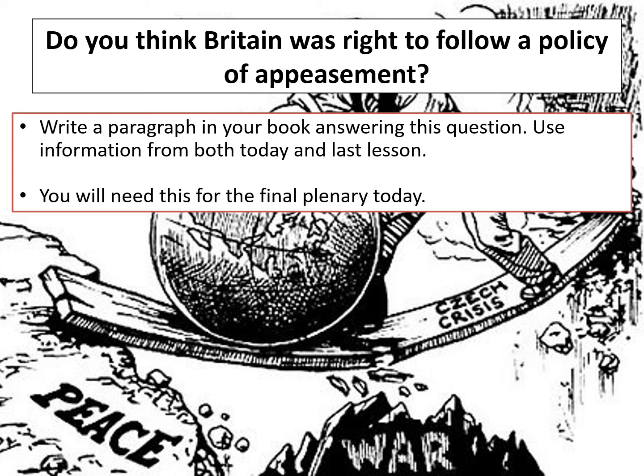The last thing for today's lesson is for you to make a judgment on whether you think Britain was right to follow a policy of appeasement. We already talked about this last lesson, but adding what you now know. So I'd like you to write a paragraph for your book answering the question. Use the information from today and what happened in the Sudeten crisis and with the Munich Agreement, and also with last lesson. You're also going to need that for the final plenary when you go back to the lesson today.